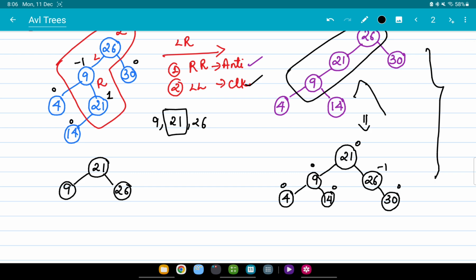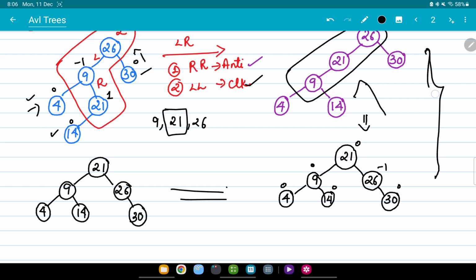Now just attach the leftover nodes. So how are you going to attach the leftover nodes? You have 4, 14 and 30 left. Now see its connections. 30 was attached onto the right side of 26. So just attach 30 onto the right side of 26 in our final tree as well. And then as for 4 and 14, 14 was coming onto the right side of 9. So attach 14 onto the right side of 9, and 4 was coming onto the left side of 9. So put 4 onto the left side of 9. So that's how we got our tree. So if you see, both these trees are equal.